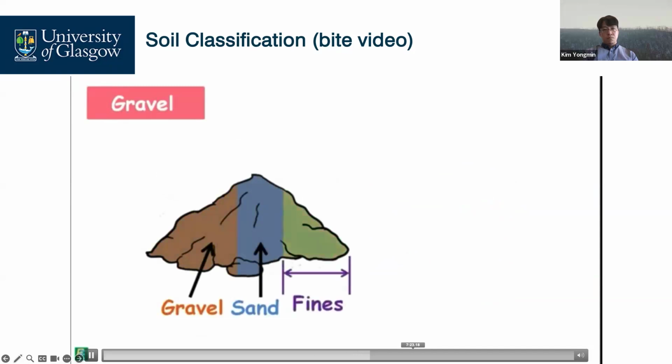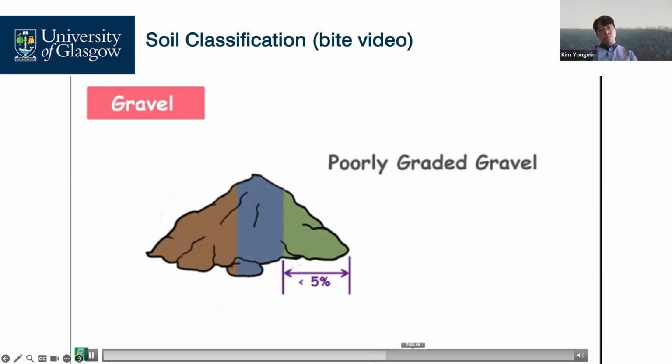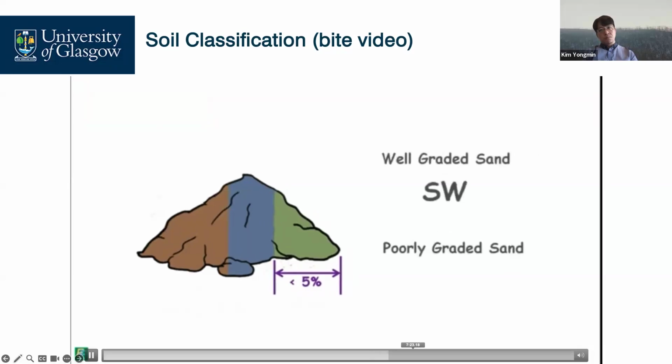If the percentage of these fines in this gravelly soil is less than 5%, and if the soil is well graded, that is, the soil contains all kinds of soil particles, then it is classified as well graded gravel, and it is represented by the symbol GW. If the soil is poorly graded, then it is poorly graded gravel with the symbol GP. Similarly, SW and SP go for the sand.